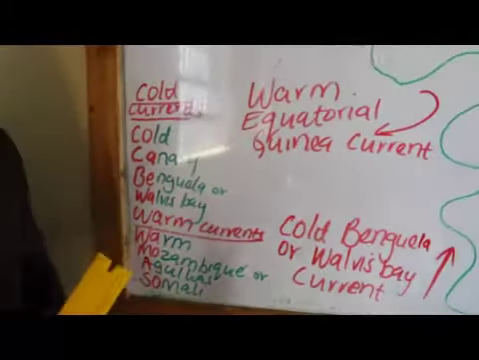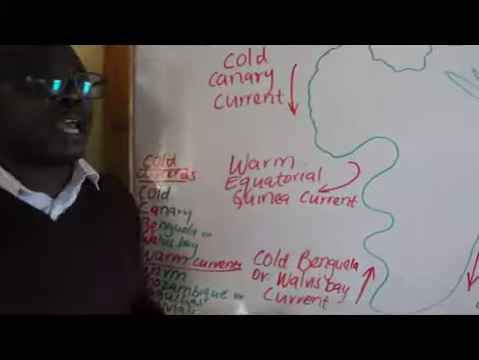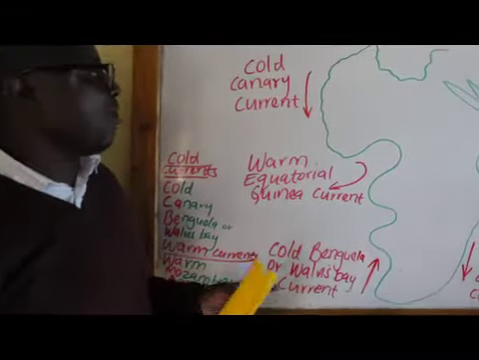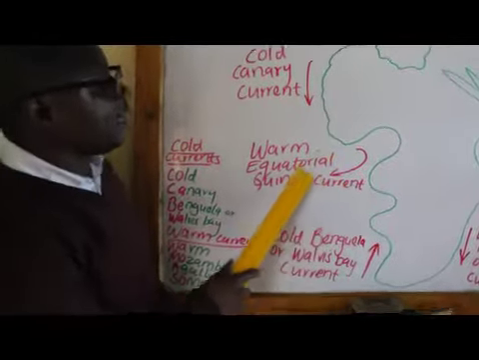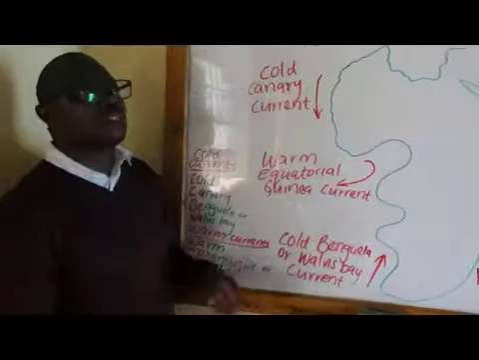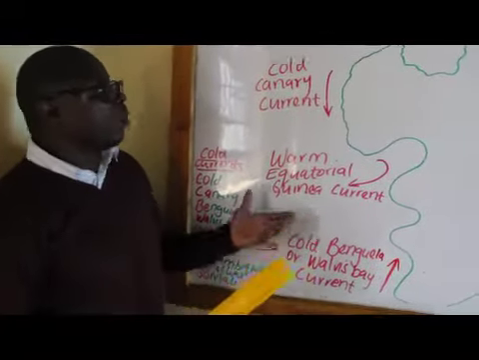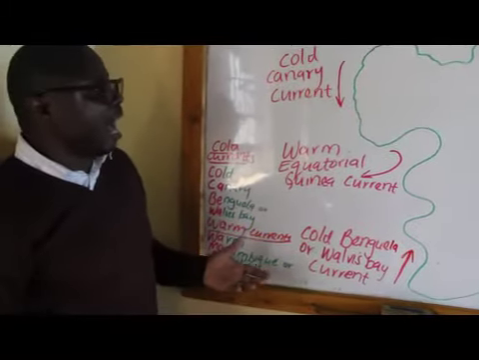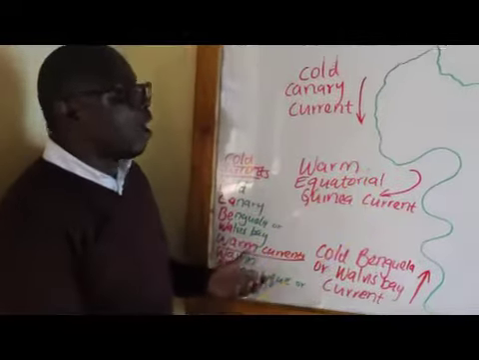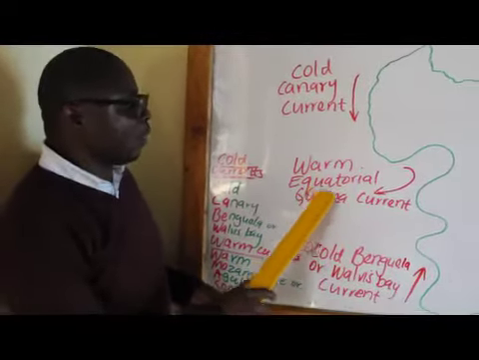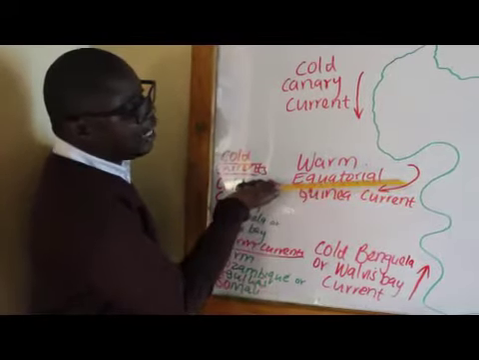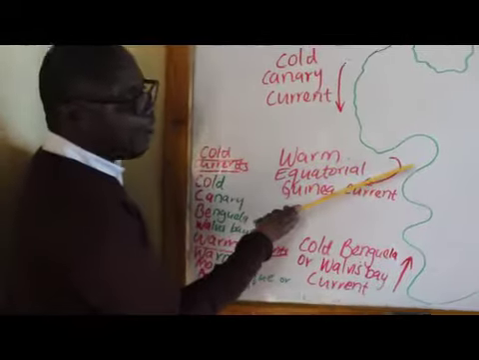Now, allow me to talk about warm currents. We say warm currents are ocean currents that have either reached the equator or are moving from the equator towards the poles. When we look at Africa, you realize that Africa is washed by this warm current, the warm Equatorial Guinea current. When you look at this ocean current, it has reached the equator.